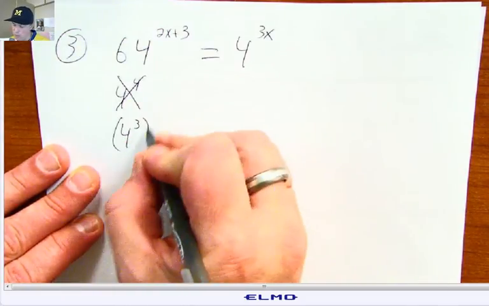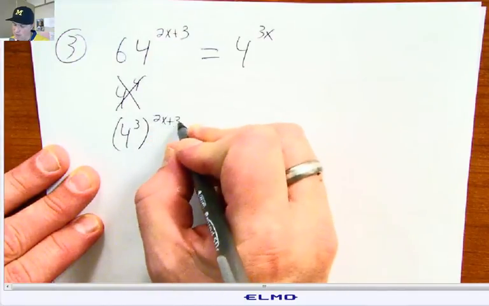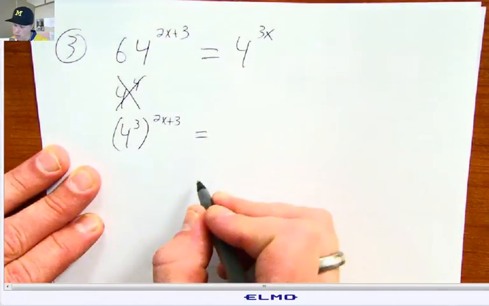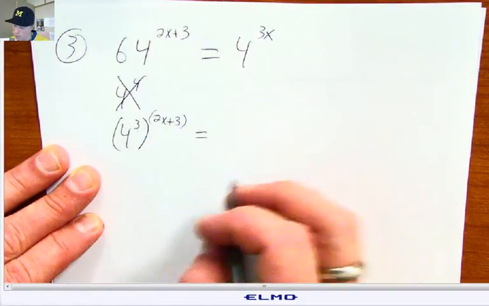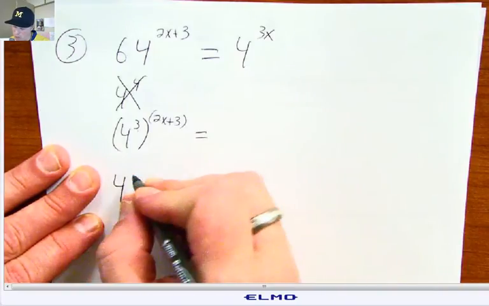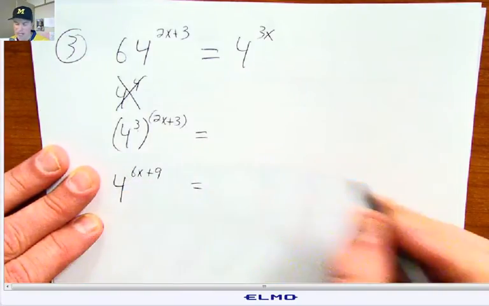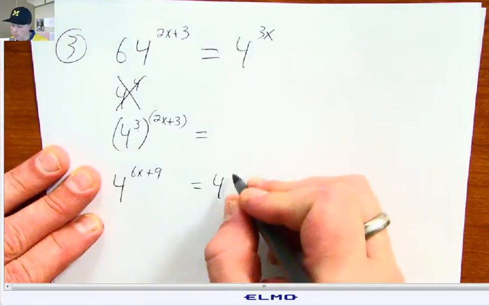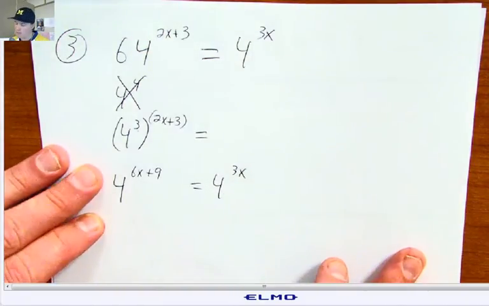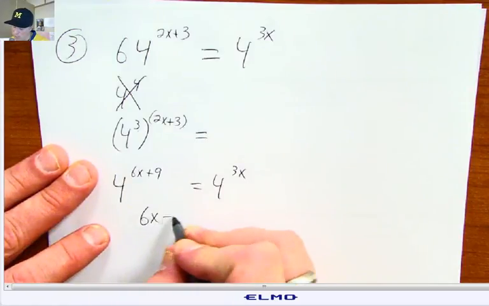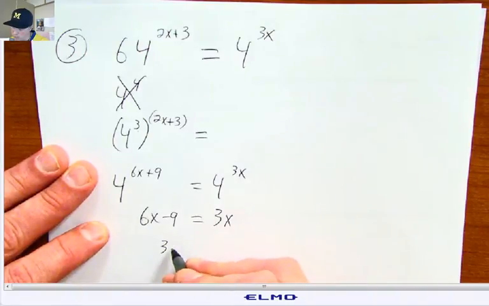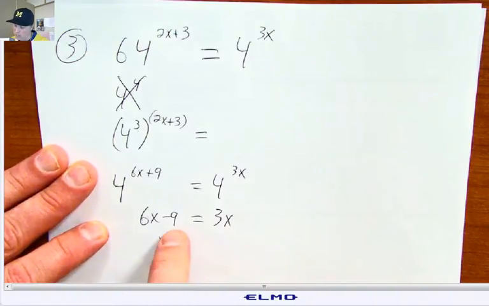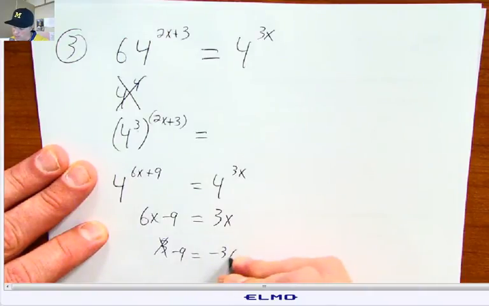So if I go 4 to the 3rd power raised to the 2x plus 3, on my next step I need to multiply my 3 times the 2x plus 3, and I end up getting 4 to the 6x plus 9. That must be equal to 4 to the 3x. And now that we have the same base, you can set it all equal to each other. 6x plus 9 equals 3x. Subtract 3x from both. No, I'm going to do it the other way. I'm going to keep the 9 here, bring the 6x over to give me a negative 3x, which means x equals 3.